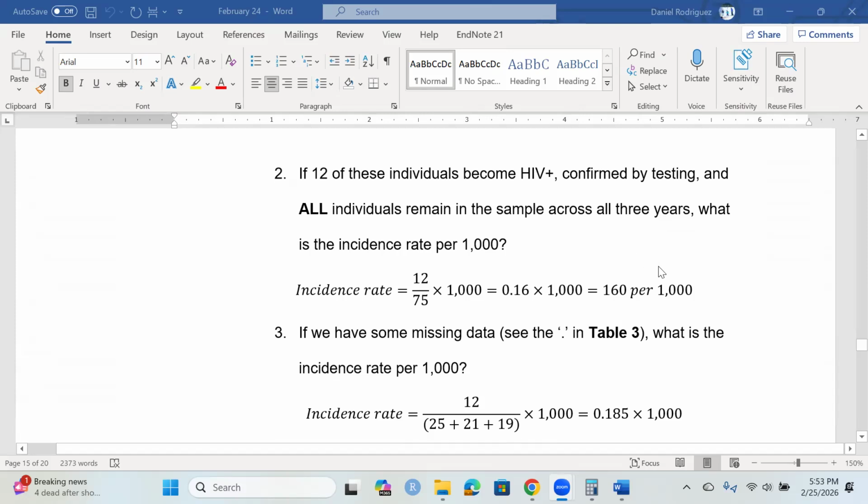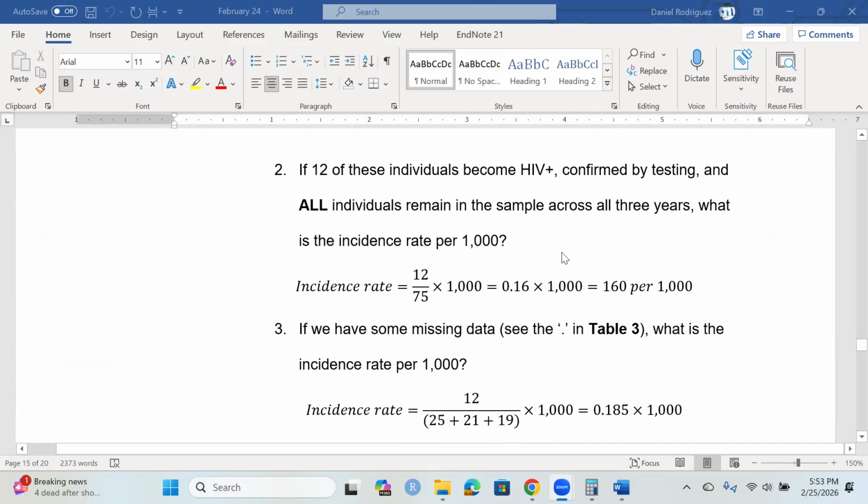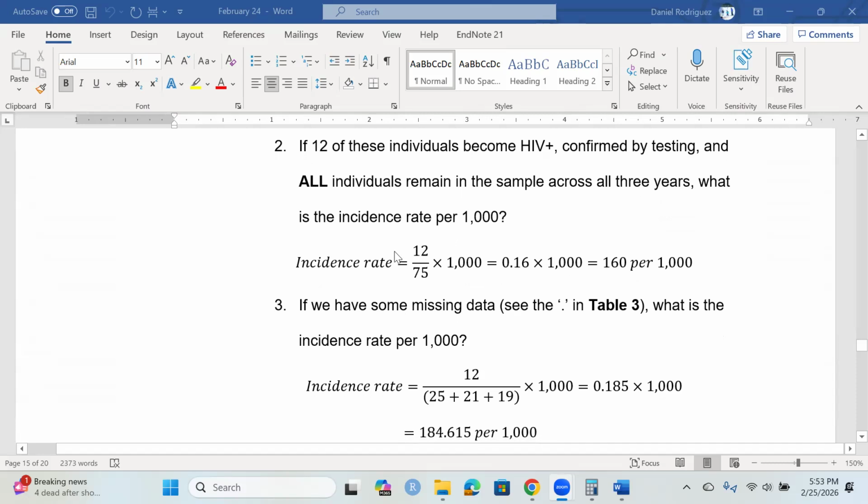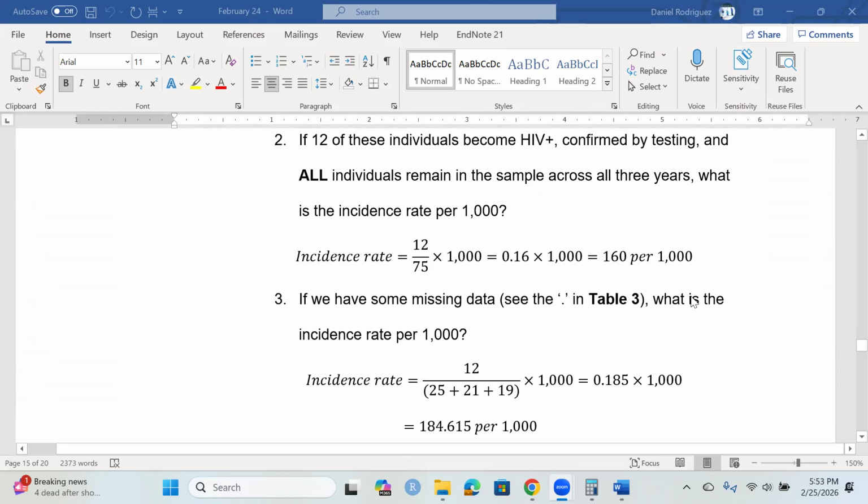So if 12 individuals out of this 25 became HIV positive, confirmed by testing, and all individuals remain in the sample across all 3 years, what is the incidence rate? In the ideal world, there's 25 of them that were measured 3 times, like once a year over 3 years. So each one contributed one person year per measure. There were 25 individuals. So the first year, we had 25 person years. The second year, we had 25 person years. In the third year, we had 25 person years for a total of 75 person years. So we divide 12 by 75 and multiply it by 1,000. We get 160 per 1,000. That's my incidence rate for HIV.